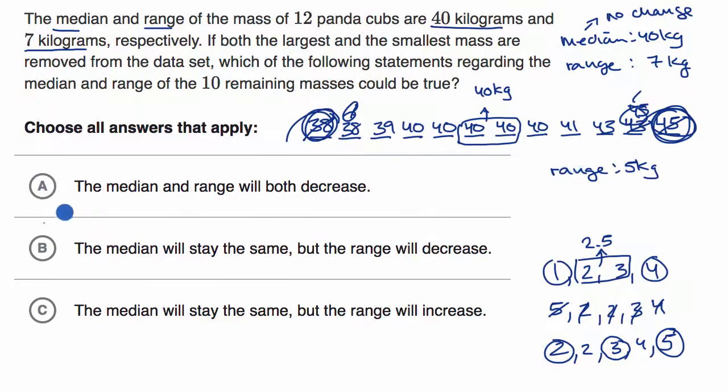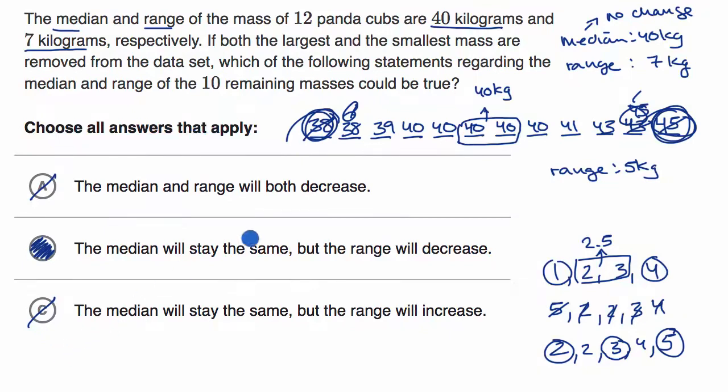All right, now let's look at the choices. The median and range will both decrease. Note the median cannot decrease. The median will change, no. The median will stay the same. Yep, that can happen. But the range will decrease. Yep, that's possible. The median will stay the same, but the range will increase. Nope, that's not possible. If they had another choice that said the median will stay the same and the range will stay the same, that would also be possible. And since this is a choose all answers that apply, that could have also been something that we circled.